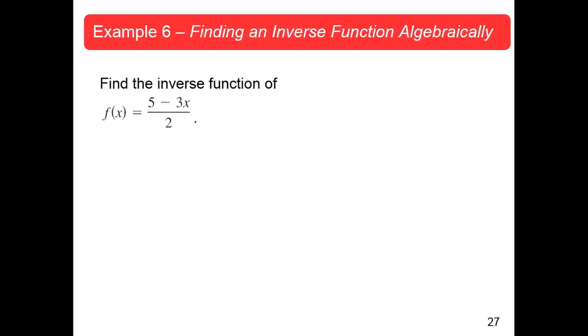Find the inverse function of f of x is equal to... The system just isn't working very fast today. There we go. Okay, it's (5 minus x) over (3x plus 2), not 5 minus 3x. Sorry about that. Okay, this is the one that's in your text. We're supposed to find the inverse function of that.